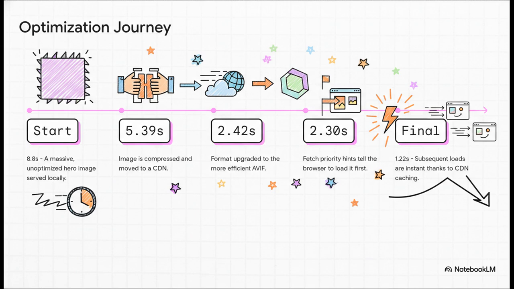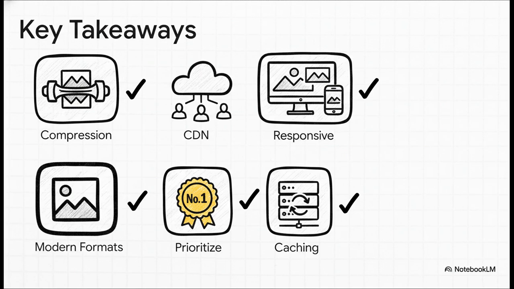So, if you're going to remember anything from this, let it be this checklist. 1. Compress your images. 2. Use a CDN. 3. Serve modern formats. 4. Use the picture tag for responsive serving. 5. Prioritize your most important image. And 6. Make sure your caching is set up correctly. Nail these fundamentals and you'll be golden.